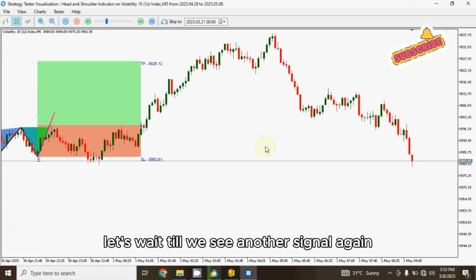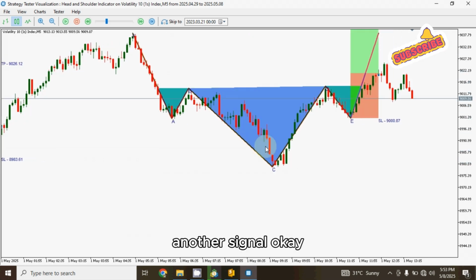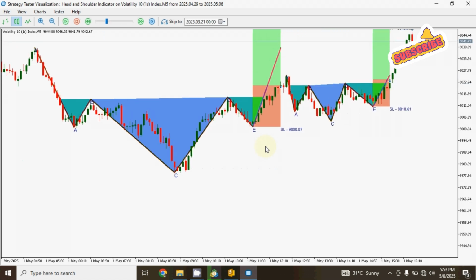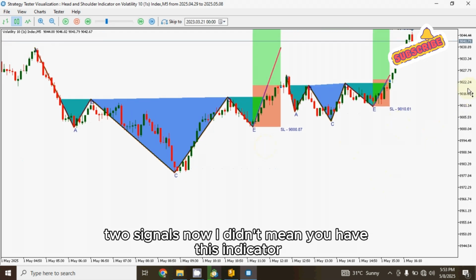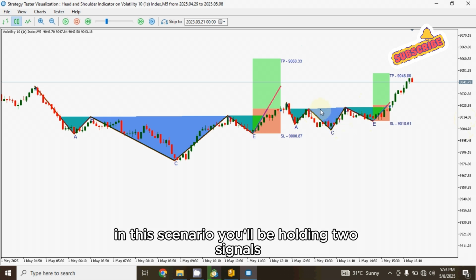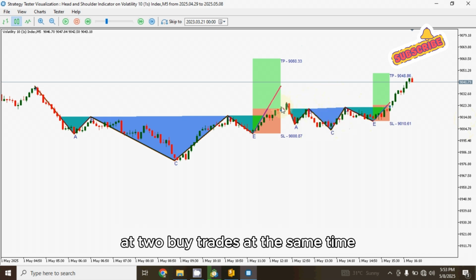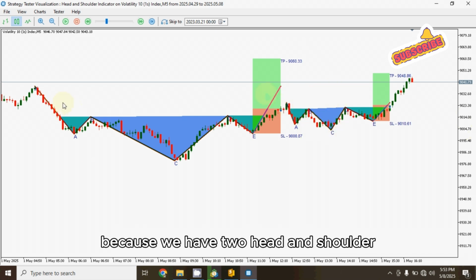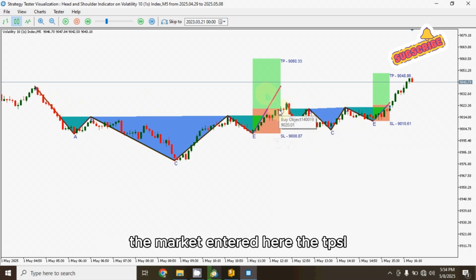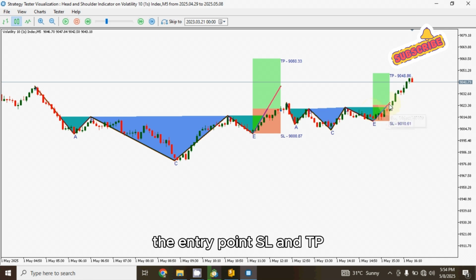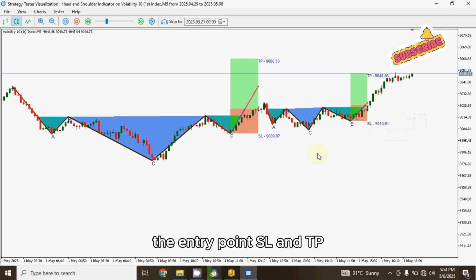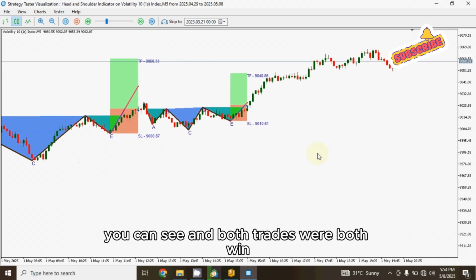Let's wait till we see another signal again. Another signal. Okay, two signals. With this indicator in this scenario, you'll be holding two buy trades at the same time, because we have two head and shoulders. The market entered here with TP and SL, then another head and shoulder with its entry point, SL and TP. You can see both trades were wins.